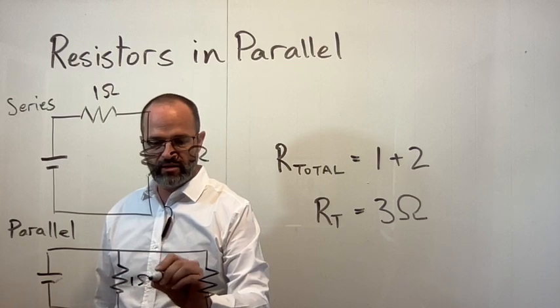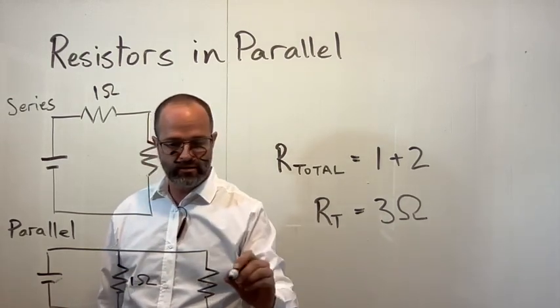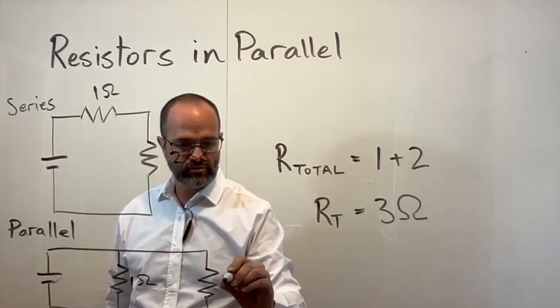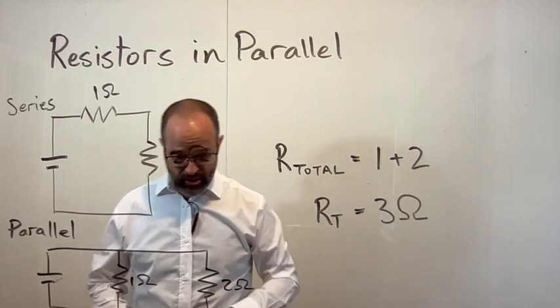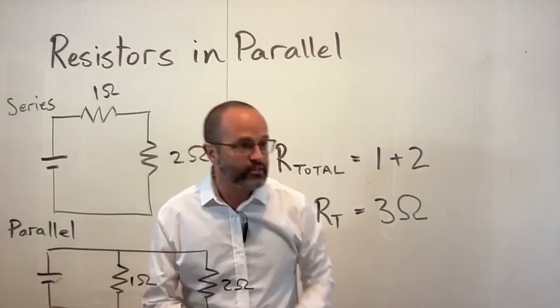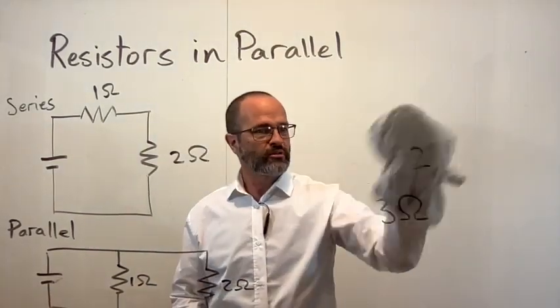And I reckon I'm going to run out of room over here. So I think I'm going to have to rub that off. 2 ohms. So I've got a very fancy rag down here. So I'm just going to get rid of that.